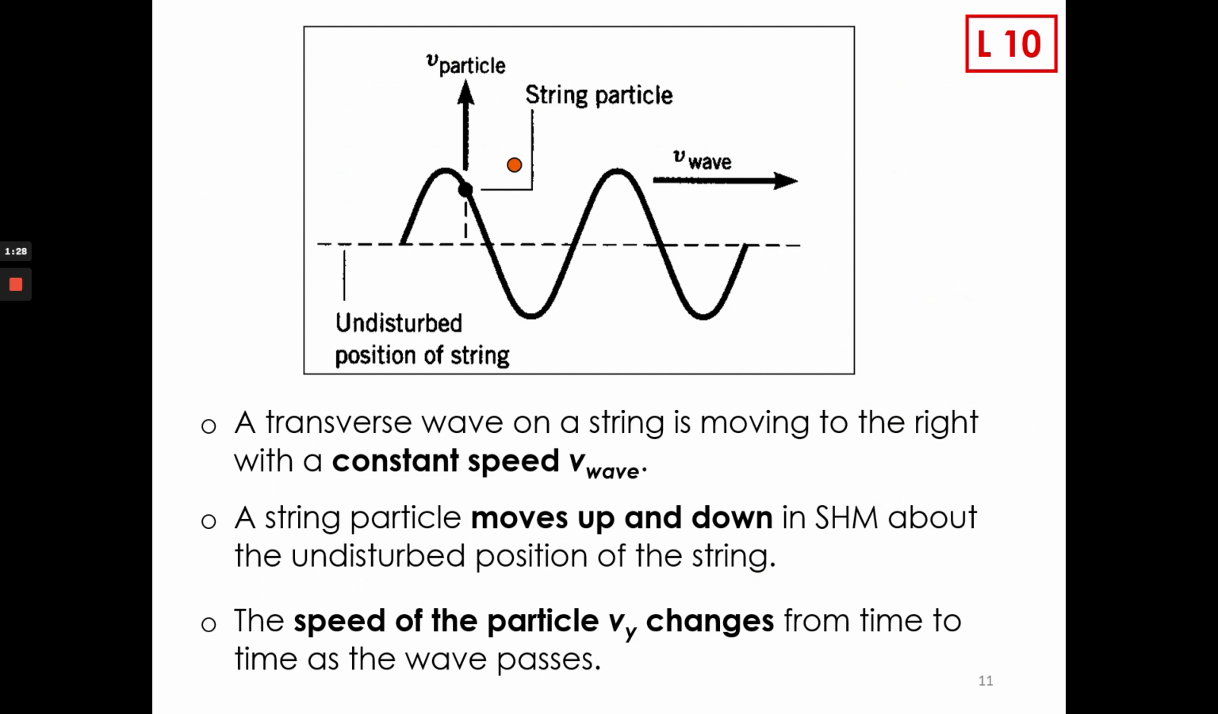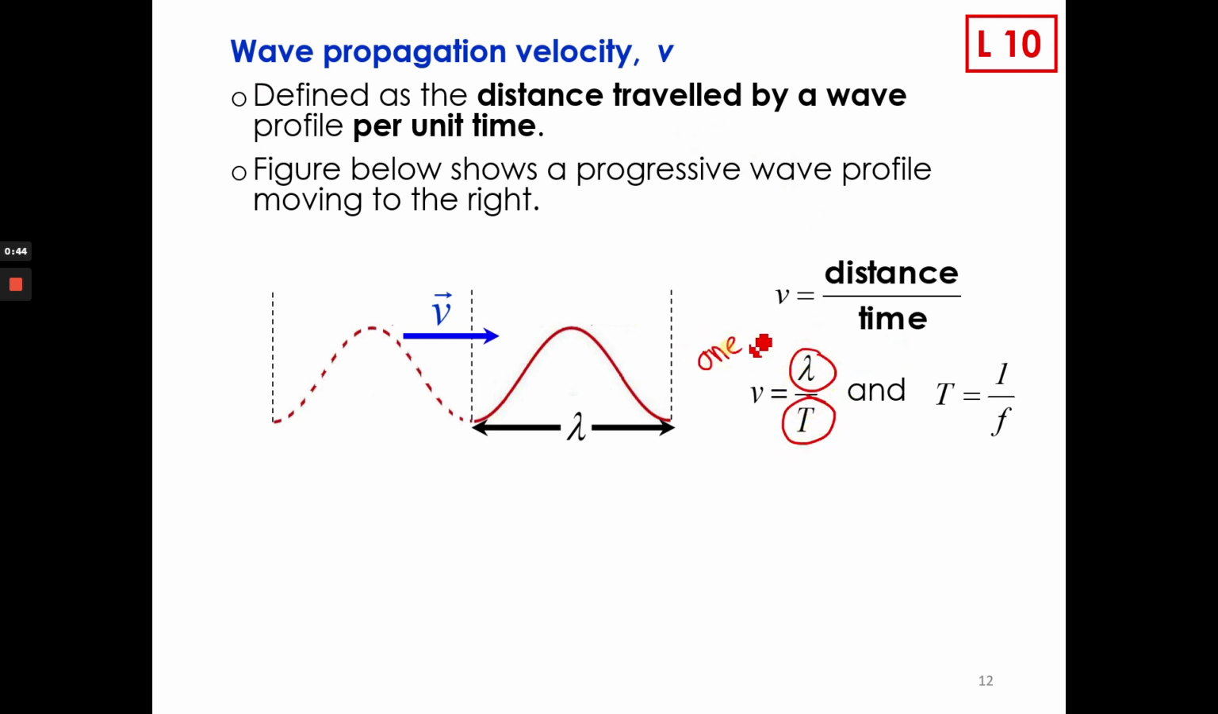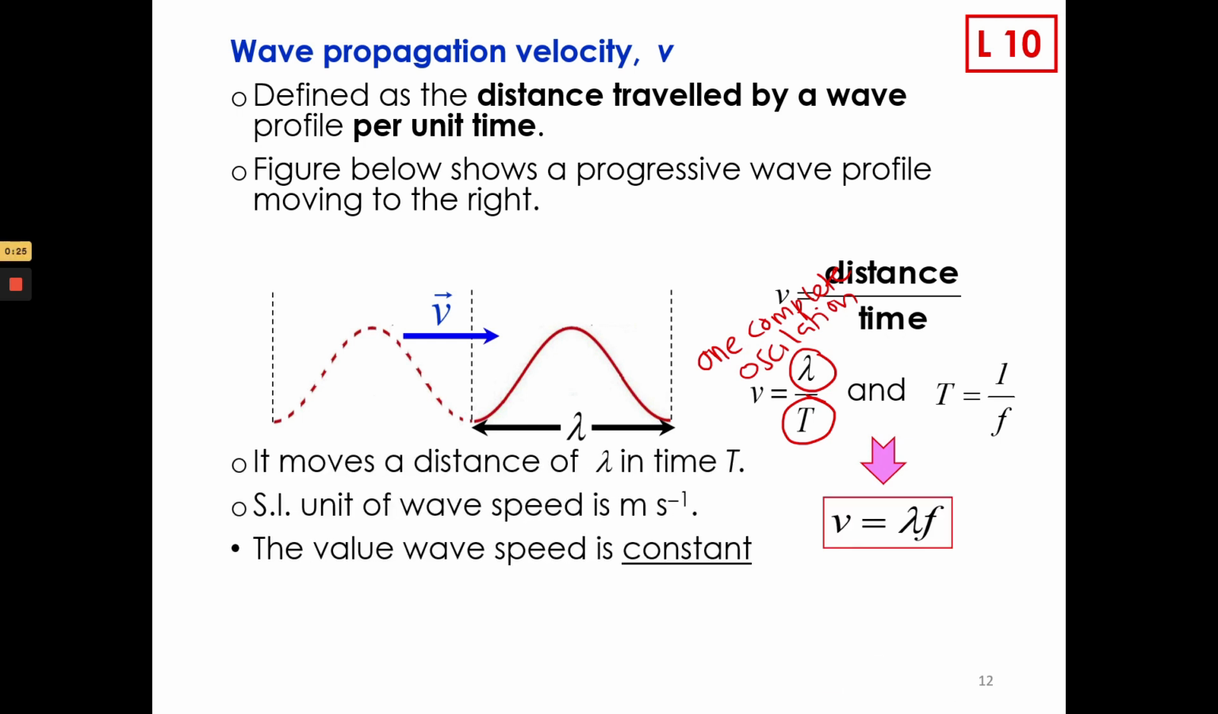Next, a transverse wave on a string is moving to the right with a constant speed. This is what we call wave propagation velocity. A string particle moves up and down, and the speed of the particle changes from time to time as the wave passes. How do we calculate wave propagation velocity? It is defined as the distance traveled by the wave profile per unit time. So V equals distance per time. For one complete oscillation, the distance is lambda and the time is the period. You can substitute the period with frequency, where T = 1/f. So the formula can also be represented as V = λf.